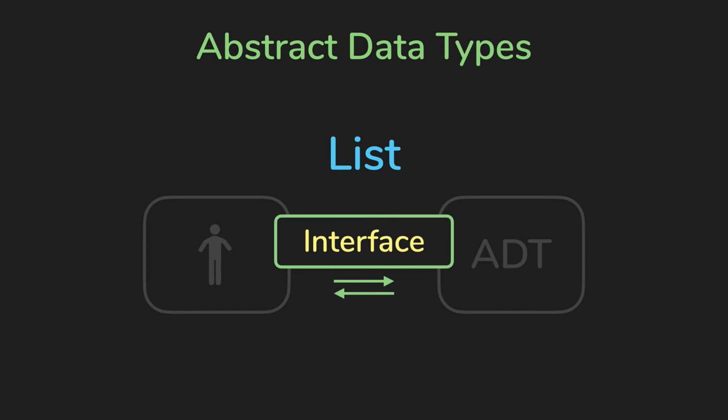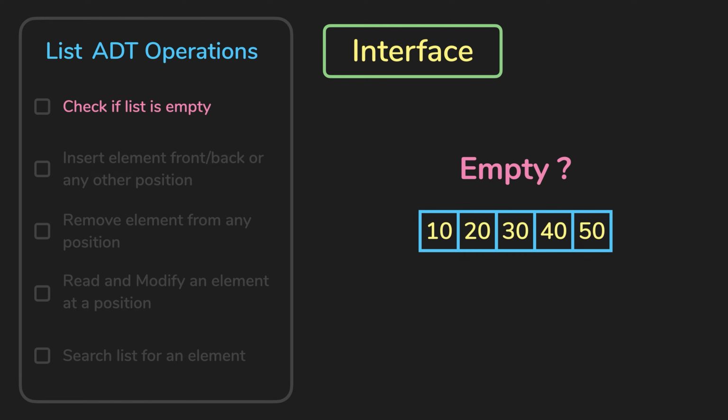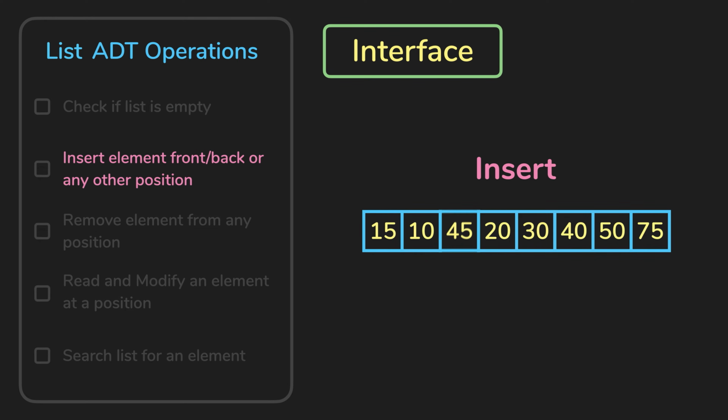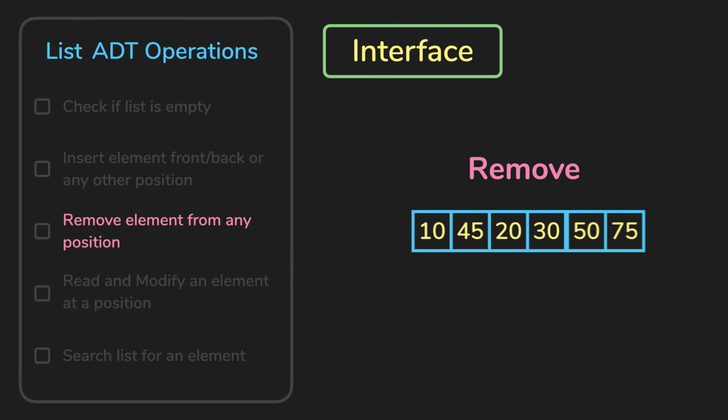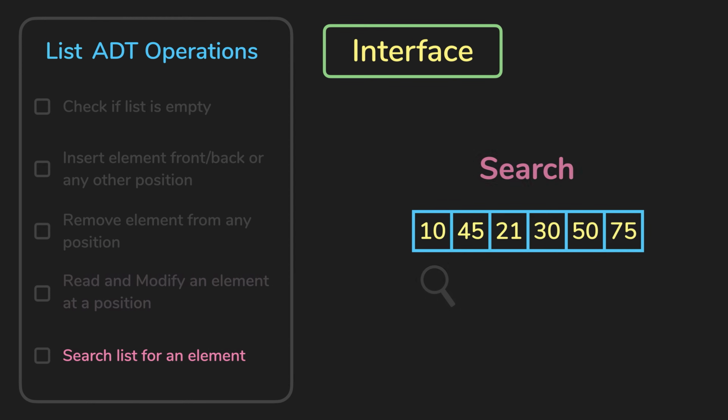All right, so let's define the list interface, shall we? So we want this list ADT to have the following operations. Check if the list is empty or not. Insert an element into the list in front, back, or any position without overriding the other elements. Remove an element from the list from any position. Read and modify an element at a specific position. And finally, search the list for a specific element.